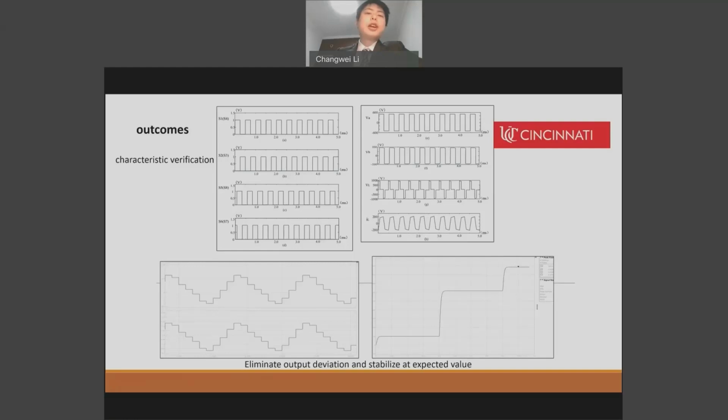For the simulation experiment results, it can be seen that the final load voltage and current stabilize at 38 volts and 11 amps, which equals the expected value, and the ripple is about 1 volt and 0.1 amp.